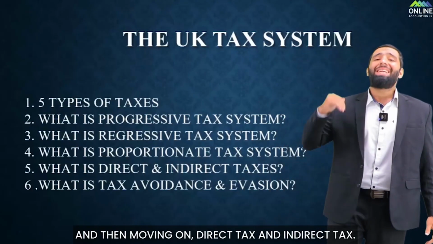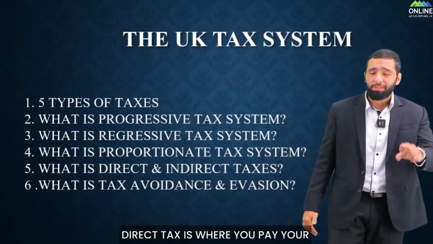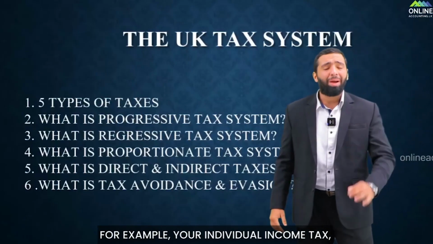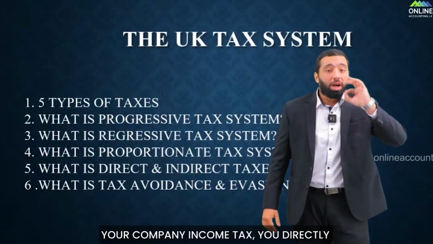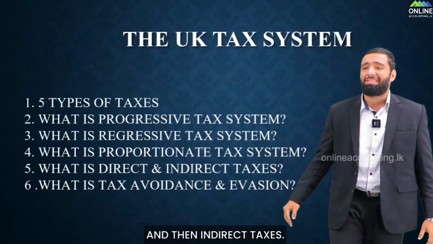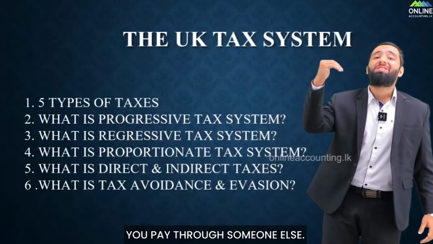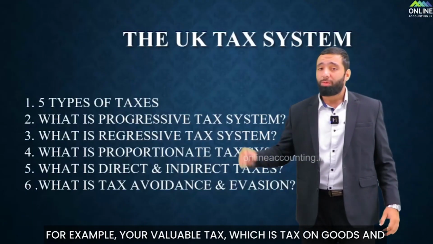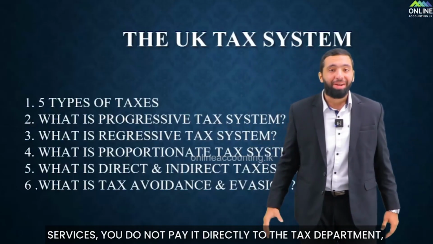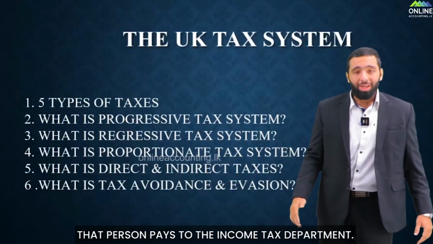And then moving on, direct tax and indirect tax. What are these? Direct tax is where you pay your taxes directly to the income tax department. For example, your individual income tax and your company income tax, which you pay directly to the income tax department. And then indirect taxes. What is this? You do not pay it directly. You pay it through someone else. For example, value-added tax, which is a tax on goods and services. You do not pay it directly to the tax department, but you pay someone else, and that person pays the income tax department.